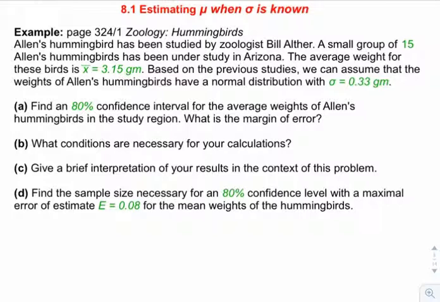And D, the second part of this section, where we want to go the other direction to find the number of hummingbirds, the sample size, that should be studied if we would like to be 80% confident that the error is no more than 0.08. So let's look at the first question, A.